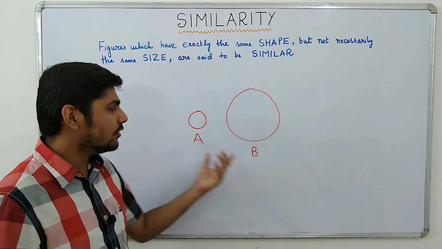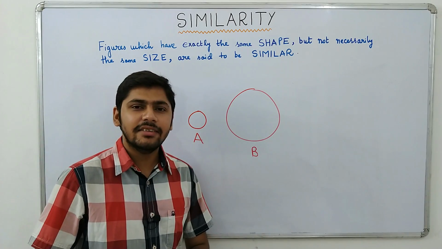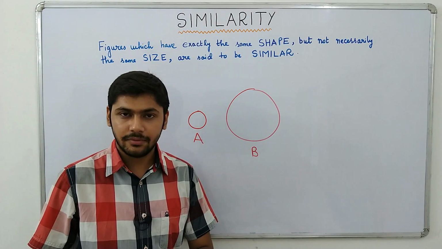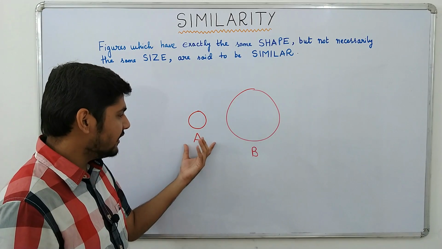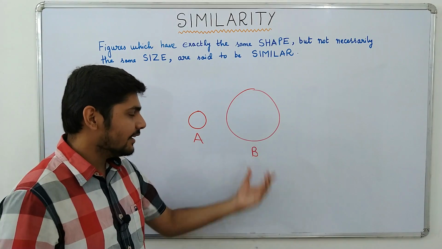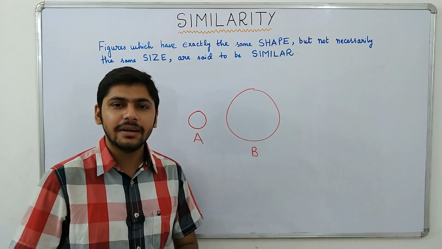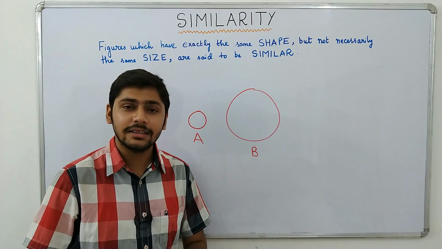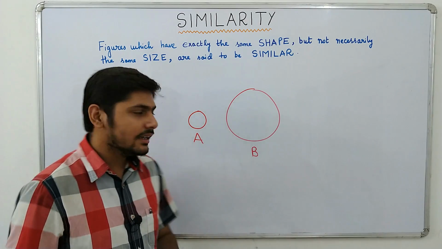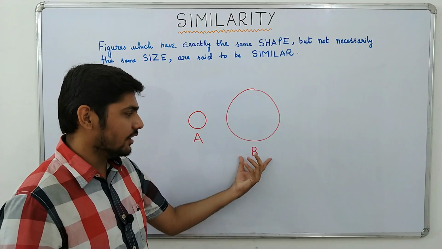How? You can see both of them are circles and each and every circle has the same shape. Okay? So, the shape of figure A and the shape of figure B is exactly the same. The size may be different, but the shape is exactly the same. Both of them are circles. So I can say that figure A is similar to figure B.